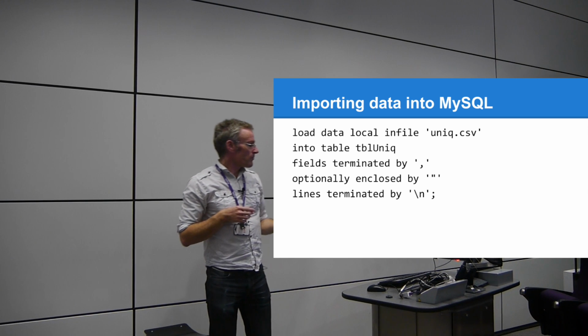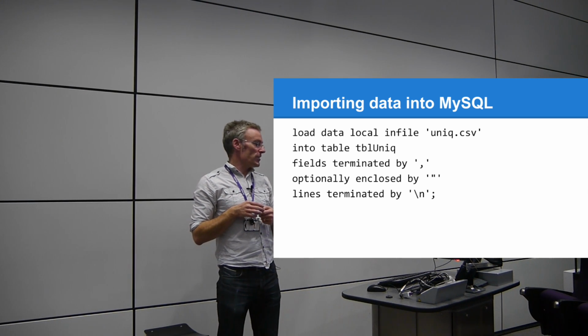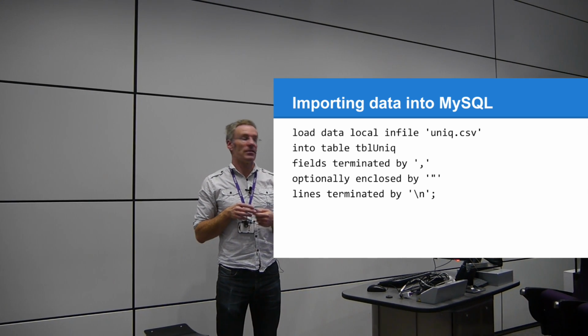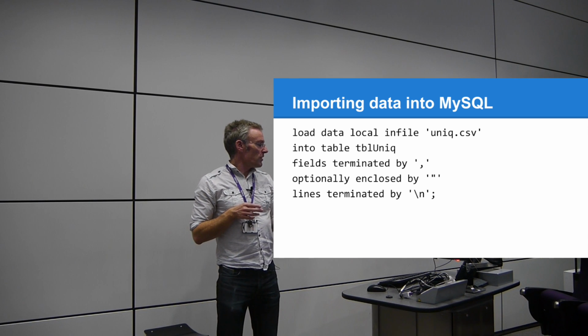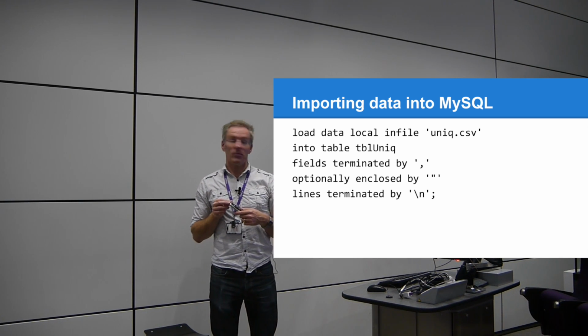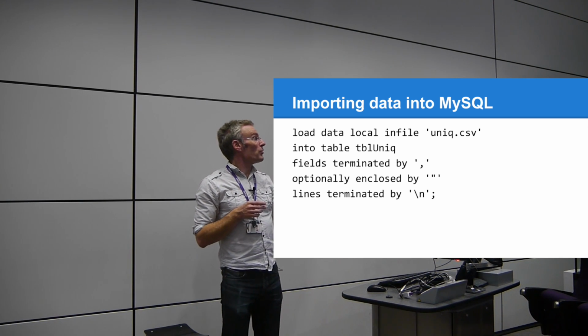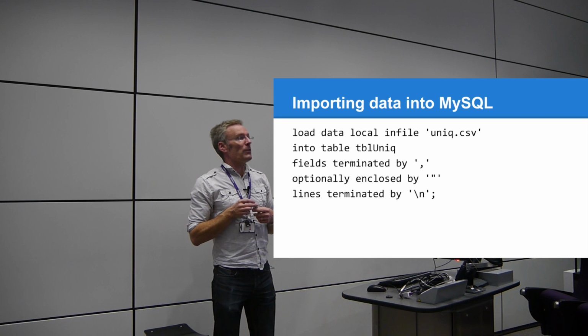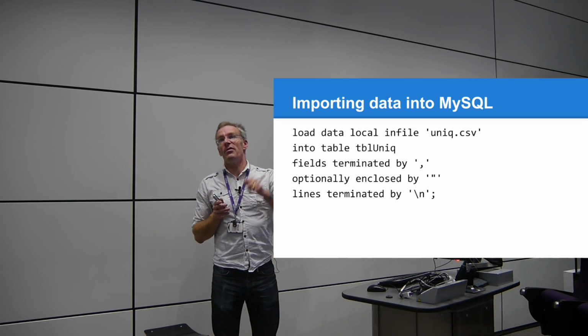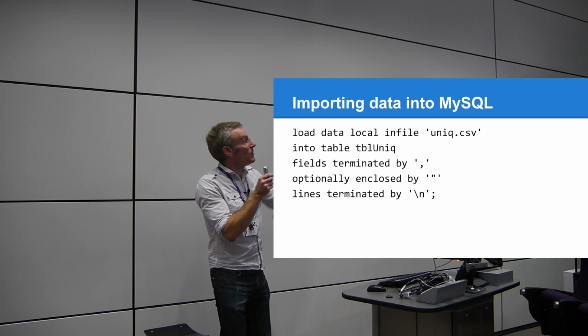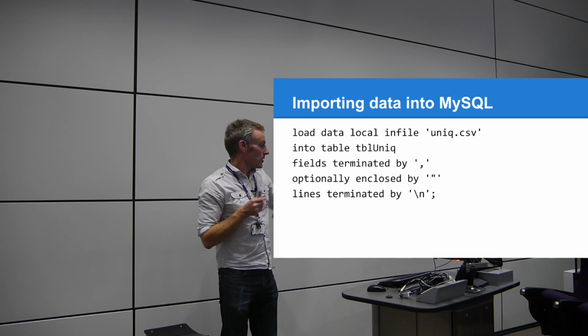I'll explain why in a minute. What this is doing, we're importing data from a CSV file into the database. So load data local infile, there's my CSV file. Into table, there's my table name. Fields terminated by a comma, it's comma separated values, so I've got commas between each of my fields.